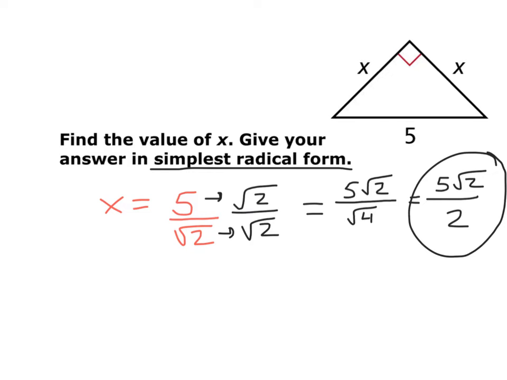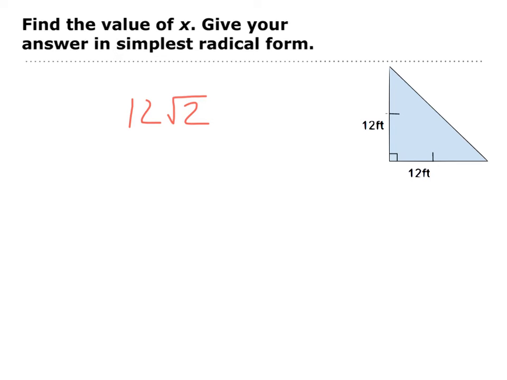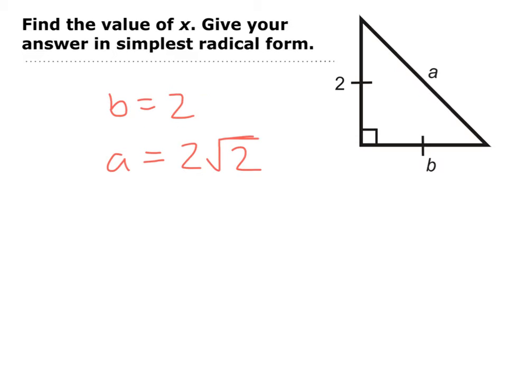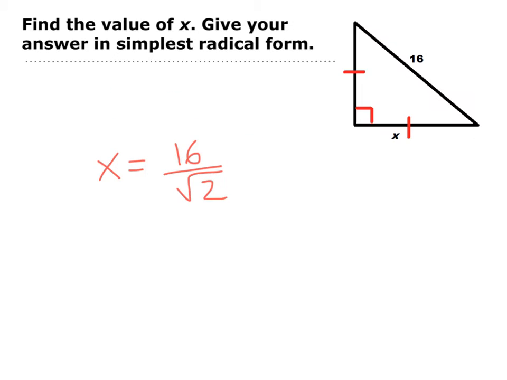So now let's go to slide 8. What do we need to do to get rid of the square root 2 on the bottom? We multiply it by square root 2 over square root 2. So what do we get on the top? 16 square root 2. What do we get on the bottom? Square root 4, which is 2.